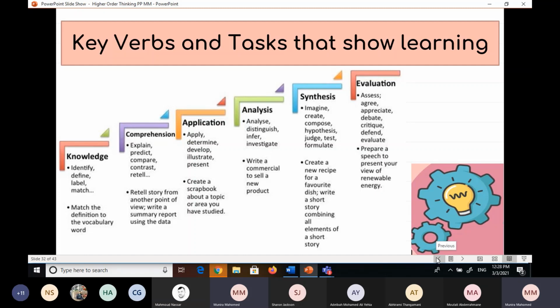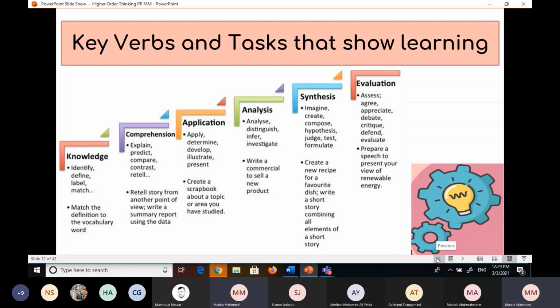So knowledge: identify, define, label, match. That's just to understand. Comprehension: explain, predict, compare, contrast, retell. I'm sharing with you verbs, right, that you would use in class. Application: apply, determine, develop, illustrate, present. Analysis: analyze, distinguish, infer, investigate. Synthesis: imagine, create, compose, hypothesize, judge, test, formulate. Evaluation would be assess, agree, appreciate, debate, critique, defend, evaluate.